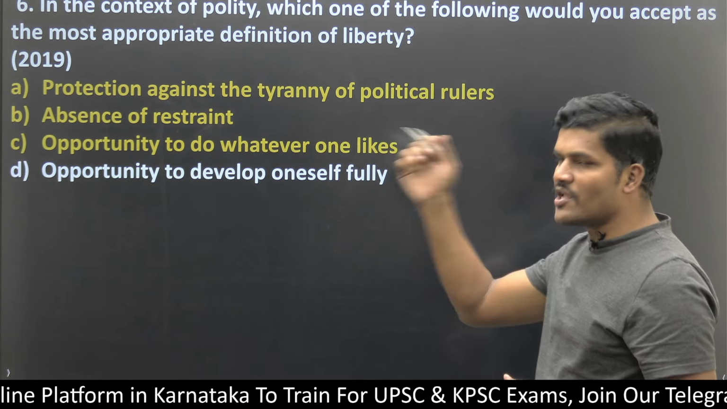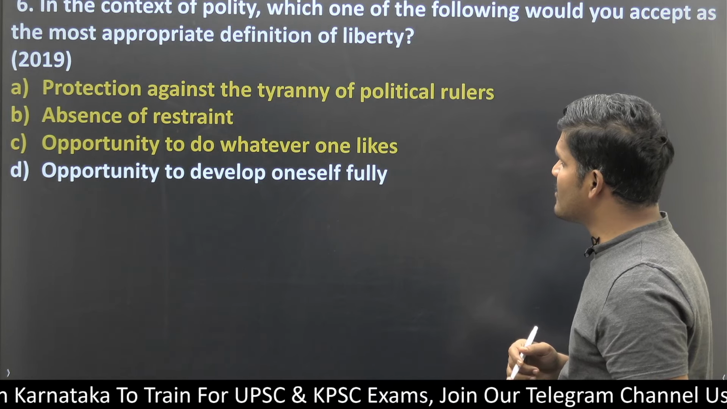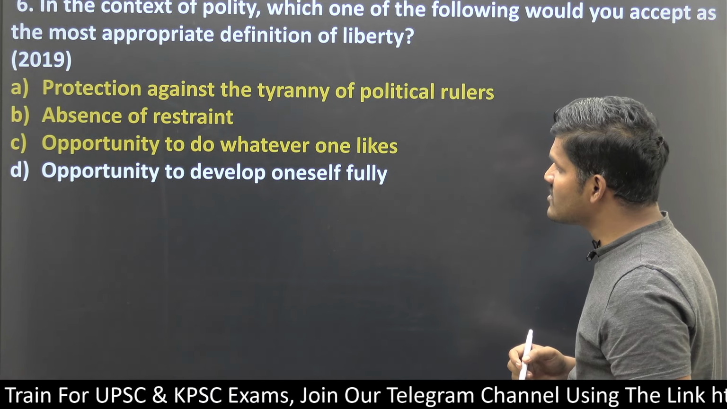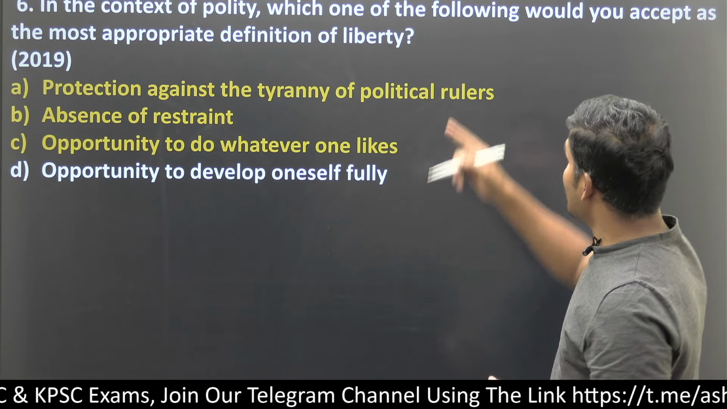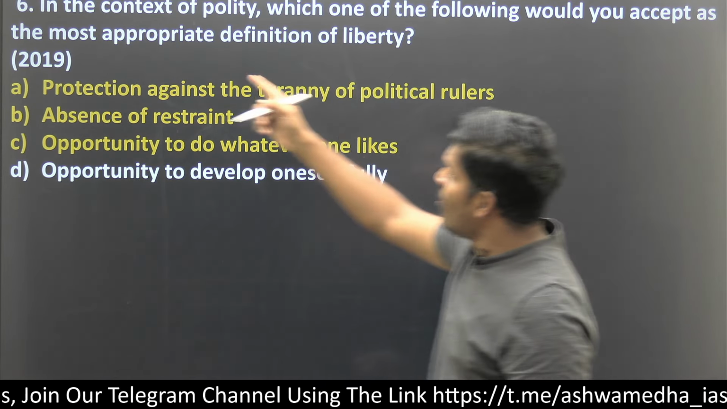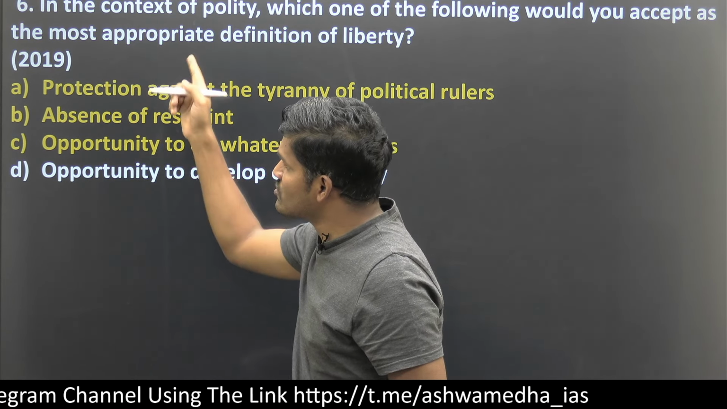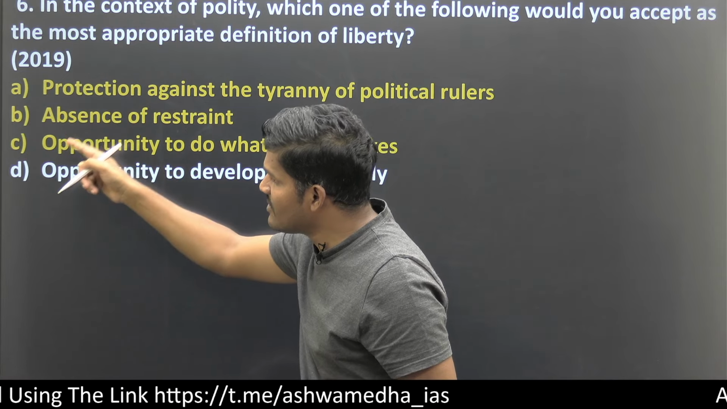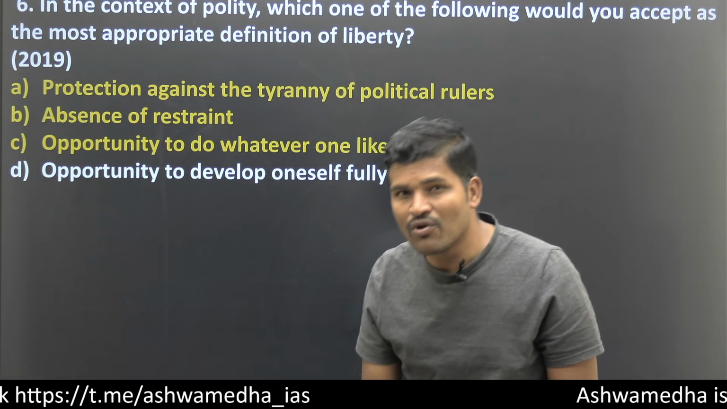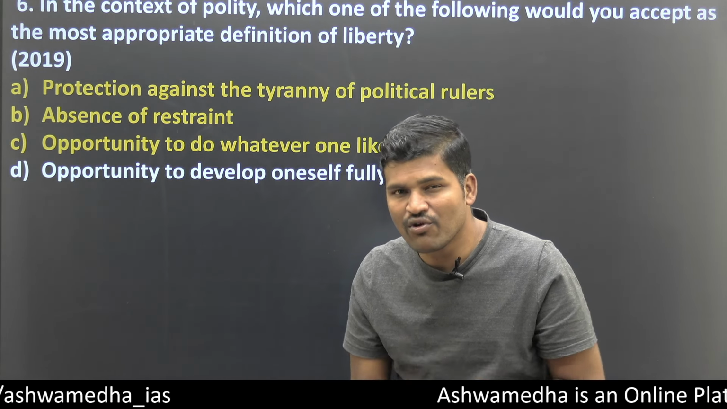So what is wrong in the option, protection against the tyranny of the political rulers? Is it a liberty? Here the question asks for the most appropriate. You have to find out the most appropriate. Here, in options A, B, C, D, all four options are correct.